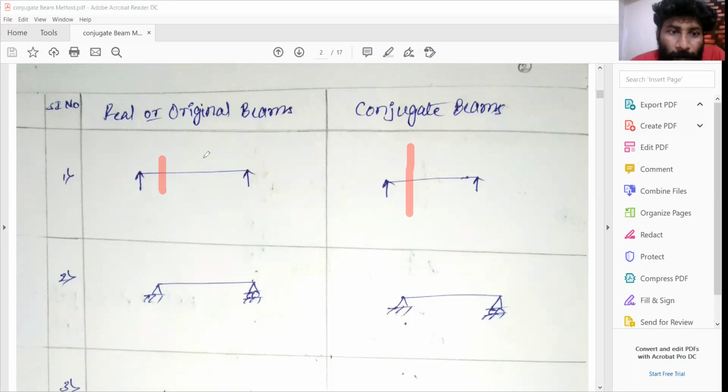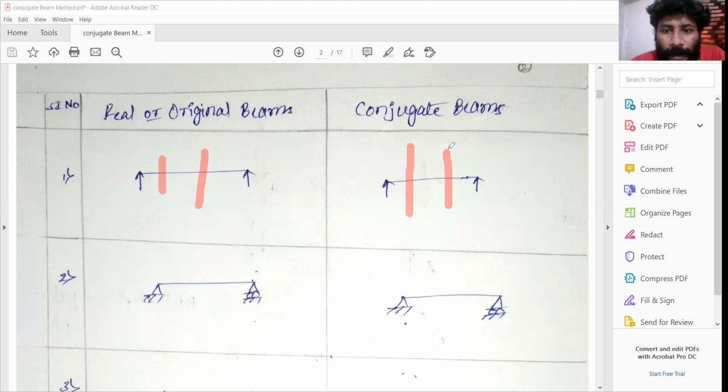If I want to find the slope and deflection at this section in the original beam, I have to first convert that original beam into a conjugate beam. Then I have to take the M by EI diagram, and take the section exactly at the same place. Then I take the shear force and bending moment values. The shear force and bending moment at this section are equivalent to the slope and deflection at this section. So in the conjugate beam, whenever we find the shear force at a section, it gives the slope at the same section in the real beam.